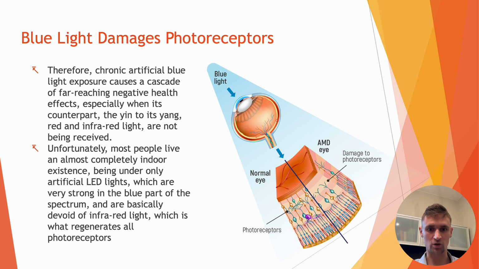So therefore, as you can see, chronic artificial blue light exposure causes a cascade of negative, far-reaching health effects, especially when it's not countered by its opposite, which is the red and infrared, and possibly also the UVA light, which is not being received. And so you can see the situation that most people are in currently, where not only are they under chronic artificial blue light exposure, both at daytime and nighttime, but they're also not getting the antidote to it, which is the red and infrared and possibly also UVA light, which is present during sunlight during the day, because they're always inside and not outside. So you can see how this really damaging cascade can begin and just doesn't get stopped and just continues to get worse because of the lifestyle that most people lead.